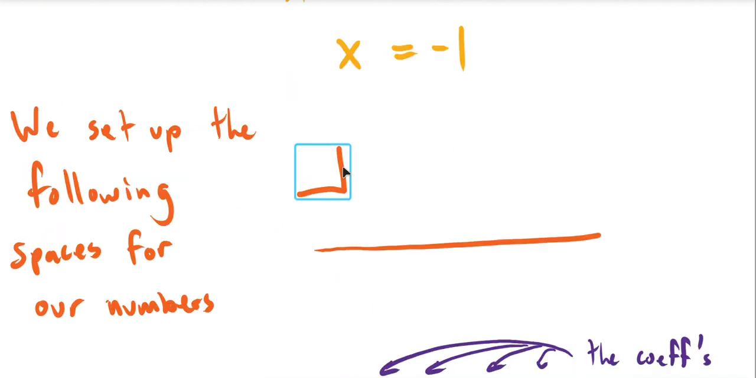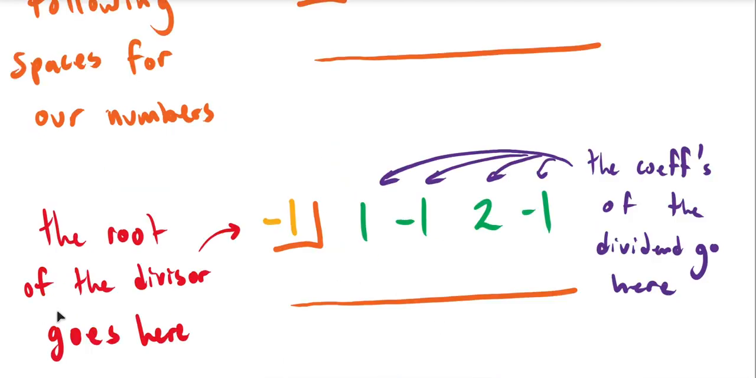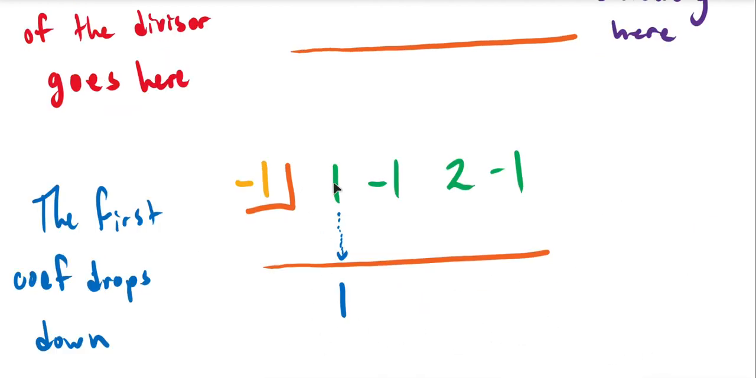We set up a space similar to the quotient bracket to put our numbers into, something that looks a little like this: a box up top and a line. The root goes into this box. The coefficients of the dividend go here in a line. Leave a space above the bar, and we'll be writing above and below the bar. Now the first coefficient drops straight down. That will always be the case.